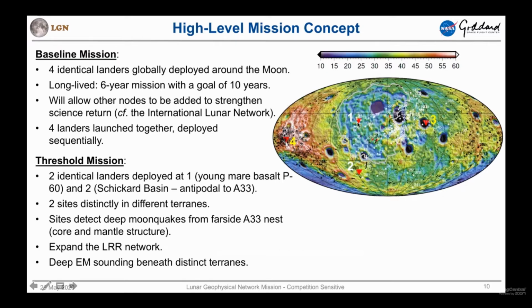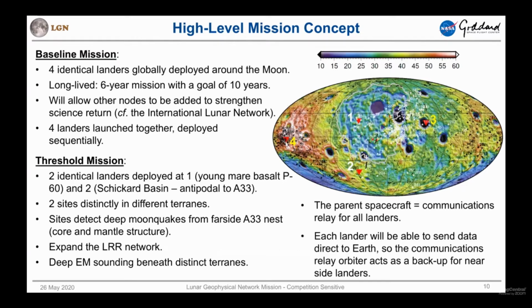Brilliant. Anyway, this would also expand the laser ranging network, and it would allow electromagnetic sounding well within the Procellarum KREEP terrain, and it will allow us to get a good idea of crustal thickness in these 2 distinct terrains.